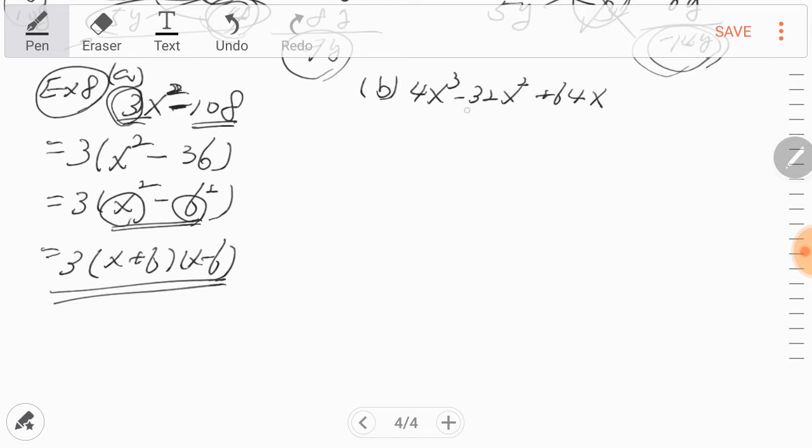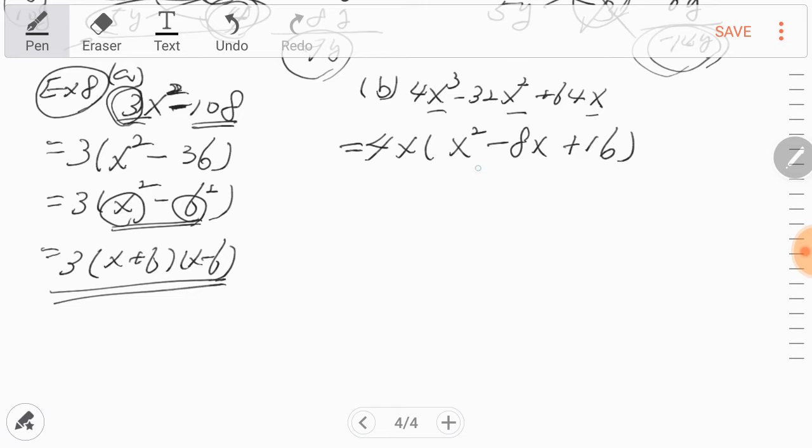The next one is a trinomial. This trinomial has a common factor, x and 4. So we can factor out 4x. In the parentheses, the first term is x squared, then minus 8x, since 32 is 4 times 8, and plus 16, since 64 is 4 times 16. And the x is factored out.